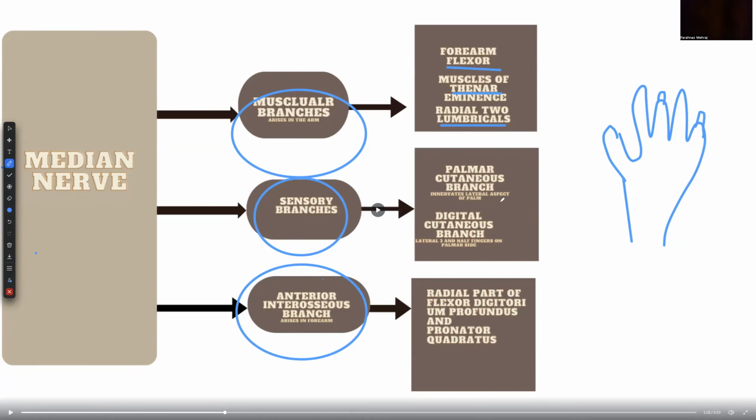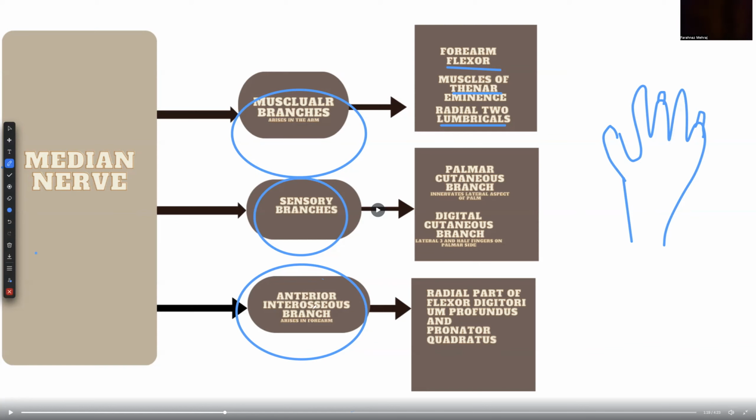So the sensory branches of the median nerve supply the skin of the palm, and they innervate the lateral aspect of the palm. Like I told you, this imaginary line here: this portion ulnar and this portion median. And then there is a digital branch. What does digital mean? It means finger, right? So the digital cutaneous branch supplies the fingers. And what does it supply? The 3.5 fingers, just like this. This portion is supplied by the median nerve, by the sensory branches.